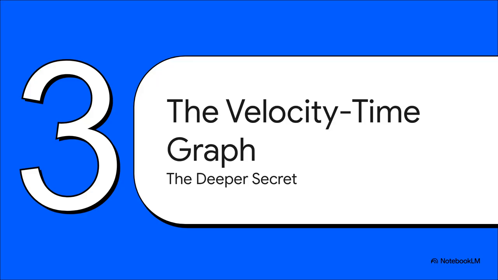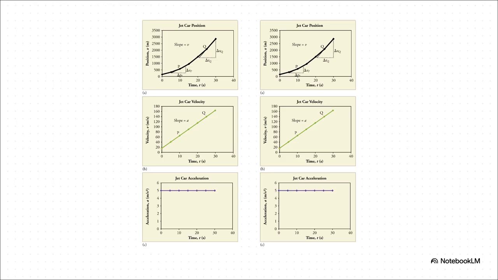Now, let's get to the most powerful tool in our entire kit. Check this out. See the relationship here? The position graph on the left is a curve, which we now know means the velocity is changing.